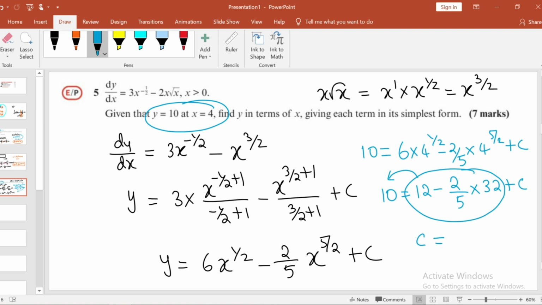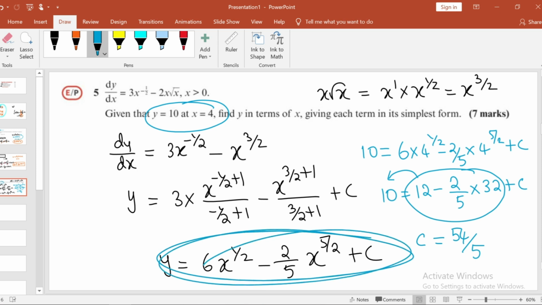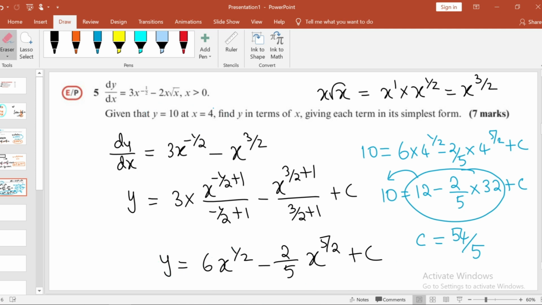Copy that please. I got c as 54 divided by 5. Once you got the c, you need to write this whole function again with the c value mentioned. You understand what I'm saying? Yes, sir. Okay, I want you to write the function at the end.